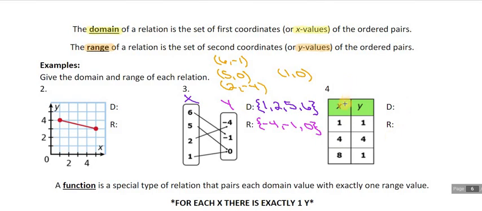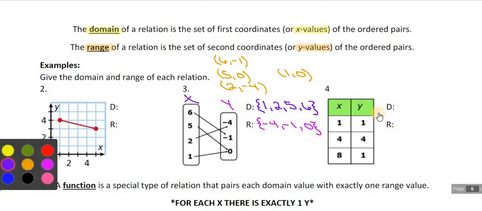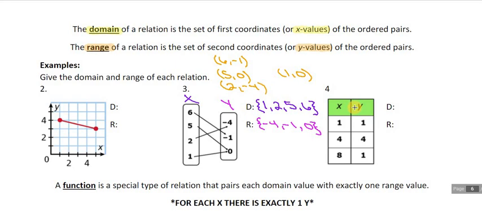Looking at number 4, domain is x. So x is our first column. We've got 1, 4, and 8 serving as our x values. List them in order. And the y's are 1, 4, and 1. Now we're not going to repeat any x or y values when we're stating what our domain and range consist of. So for range, I'm only going to say my y values consist of 1 and 4. So do not list it multiple times.